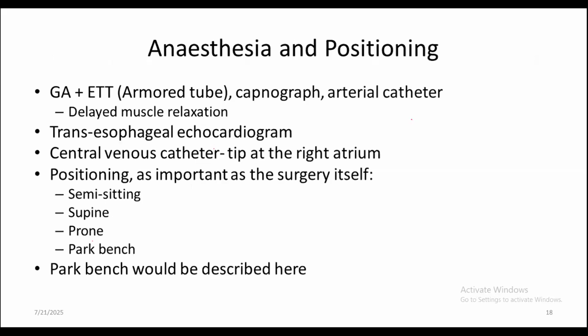So what are the anesthesia and the positioning considerations in these patients? Usually, general anesthesia with endotracheal intubation using an armored tube, capnograph, and then use of an arterial catheter. The capnograph is important in early detection of patients that have air embolism, and then the arterial catheter helps in real-time monitoring of blood pressure.